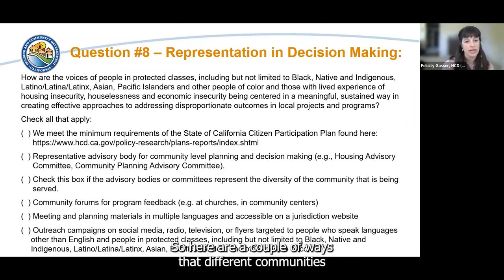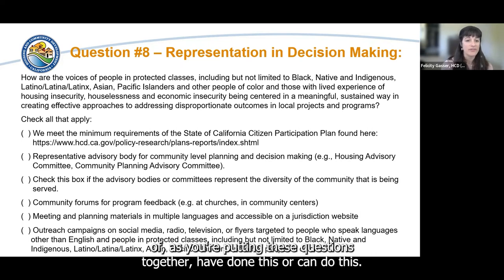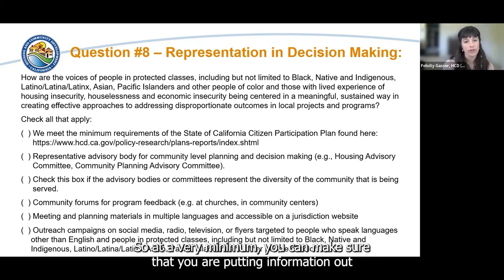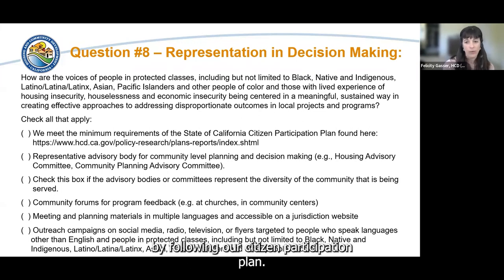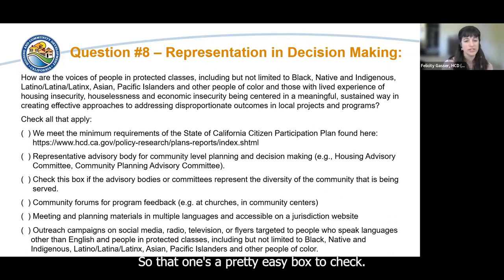So here are a couple of ways that different communities that we were aware of as the group putting these questions together have done this or can do this. So at a very minimum, you can make sure that you are putting information out by following our citizen participation plan. All of you are required to do this, so that one's a pretty easy box to check.